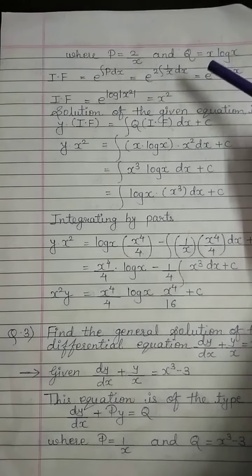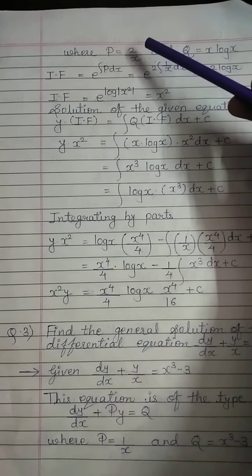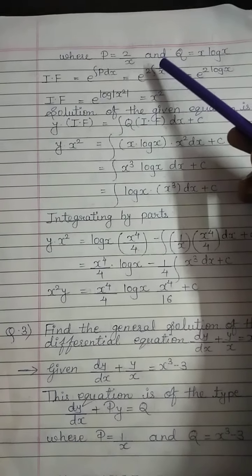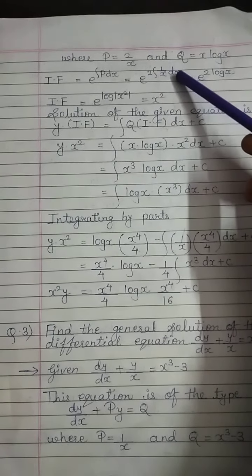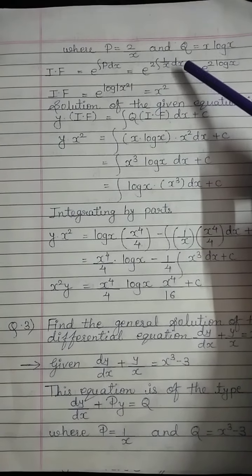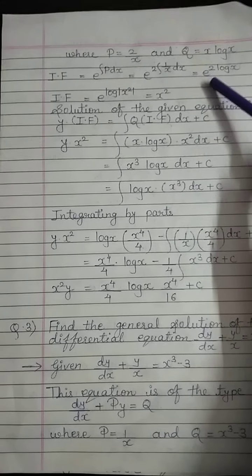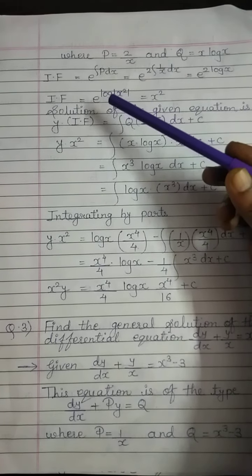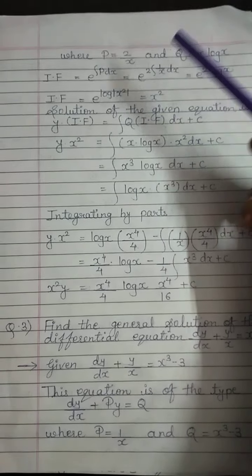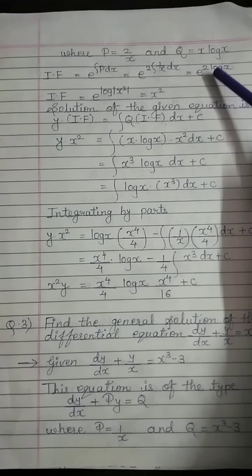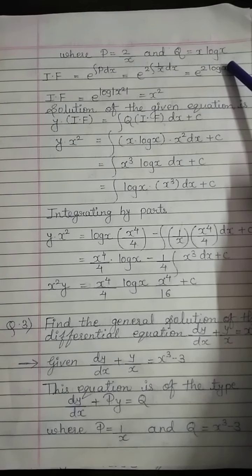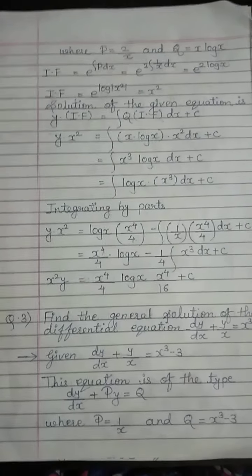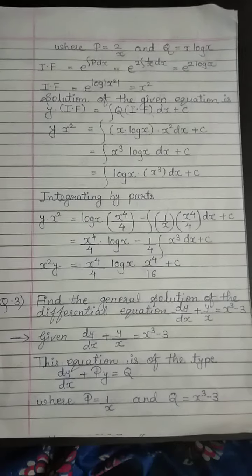So e raised to this 2 which is present in p, which is constant, so that we will write outside the integration sign, and integration of 1 upon x dx. Now we know that integration of 1 upon x is log x. So we have e raised to 2 log x, and therefore the integrating factor is given by e raised to log of x square, because we know the law of exponent, that is before log term we can write raised to, and this term is nothing but x square. That means integrating factor is equal to x square.